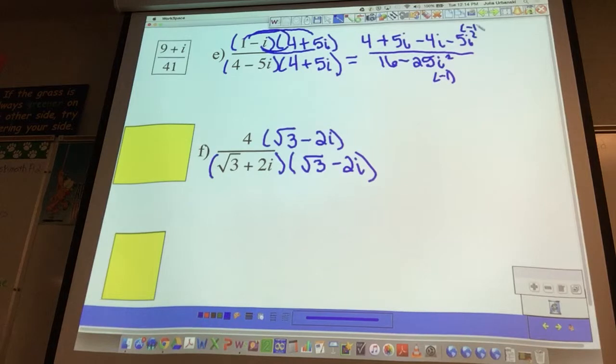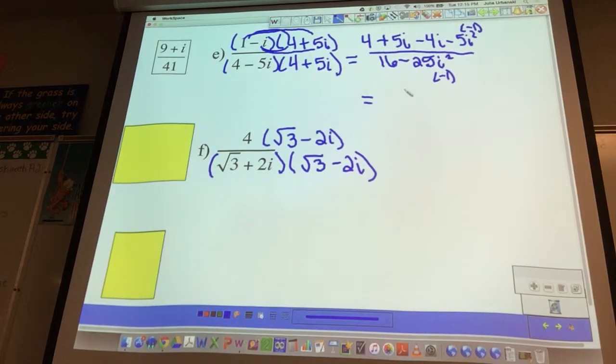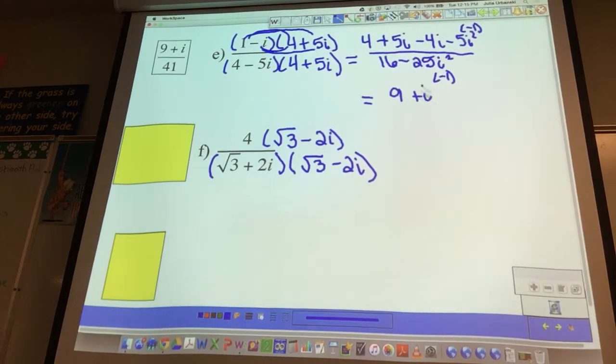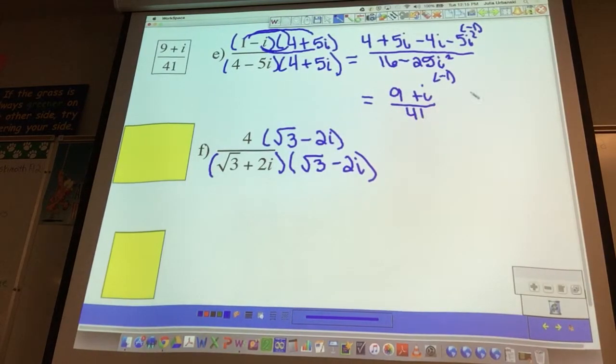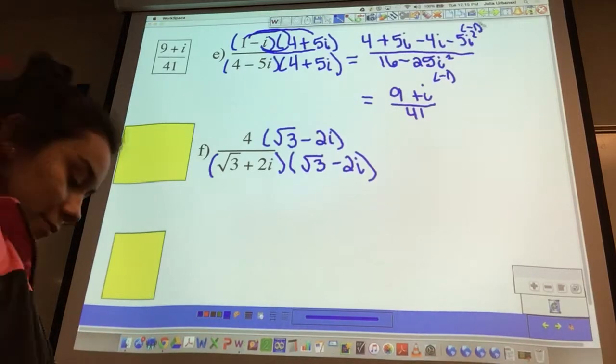So we just keep simplifying. We get 4 and positive 5 make 9. 5i and negative 4i make 1i. On the bottom, 16 plus 25 makes 41. Any questions on where those numbers came from?